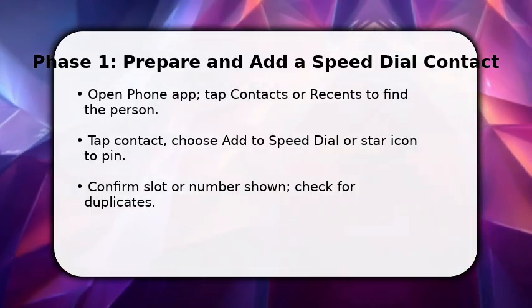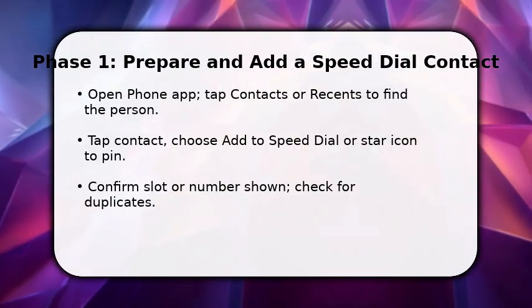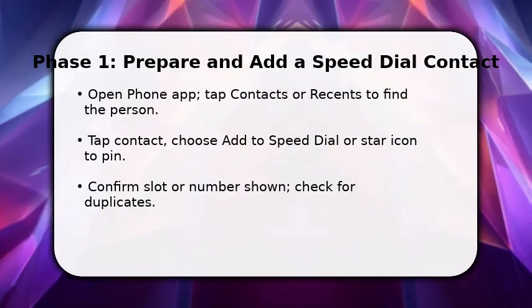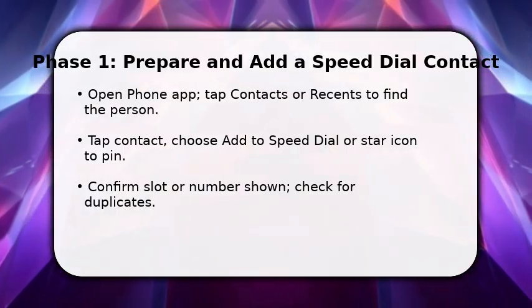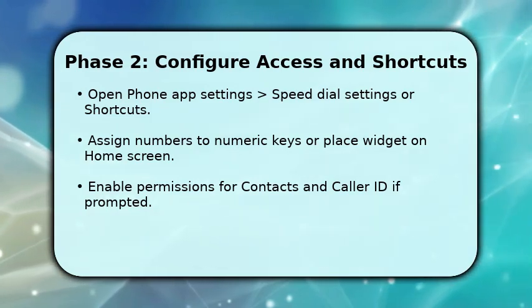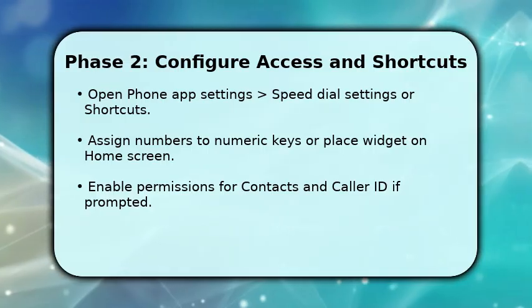This step is fast. You're establishing the shortcut that saves time later, so pick the right contact and verify the number before moving on. Once the contact is added, open phone app settings and go to speed dial or shortcuts to assign it to a numeric key or a quick access slot.